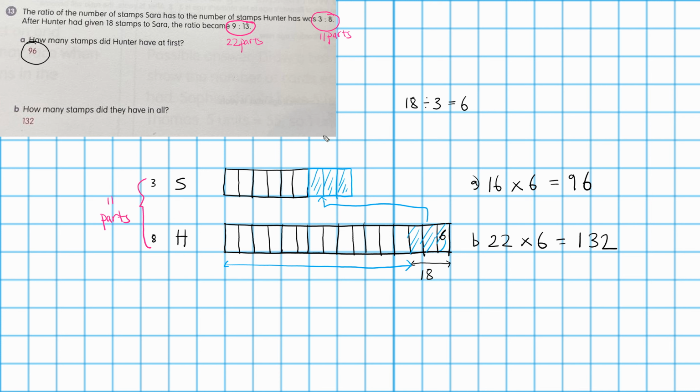Remember, bar models very often are about equal parts. And in this situation, you want to pay attention to the fact that there are no stamps added or taken away out of the system. So you're always dealing with the same number of stamps. It's just how you are dividing them up that you've got to think about.